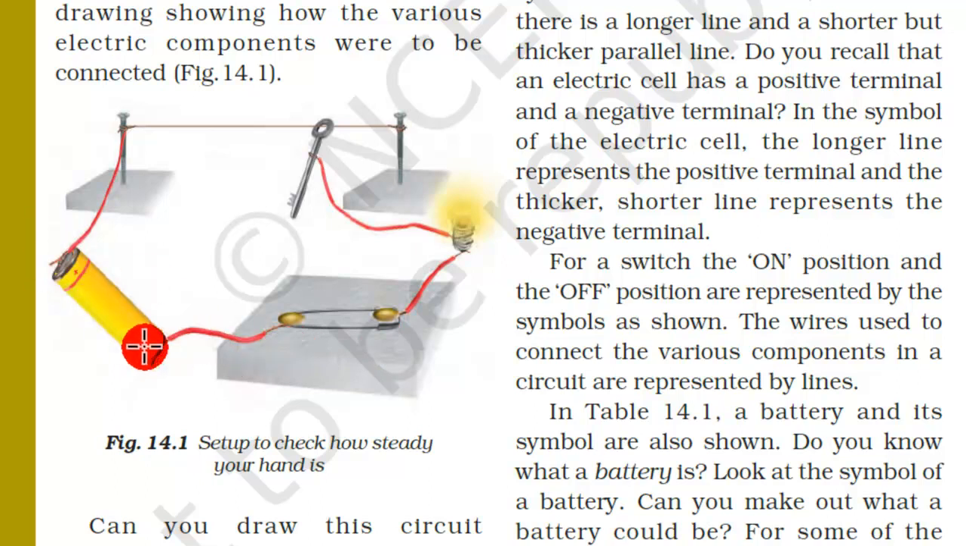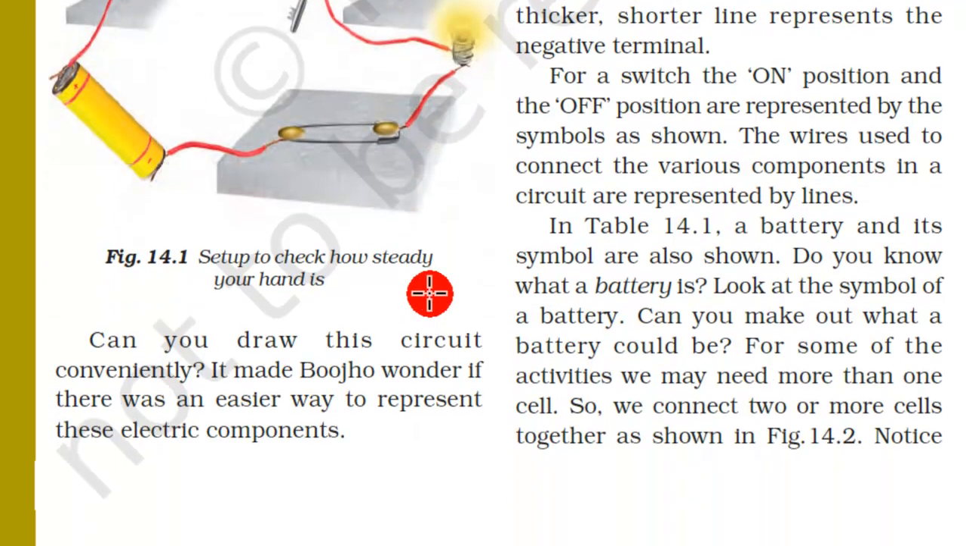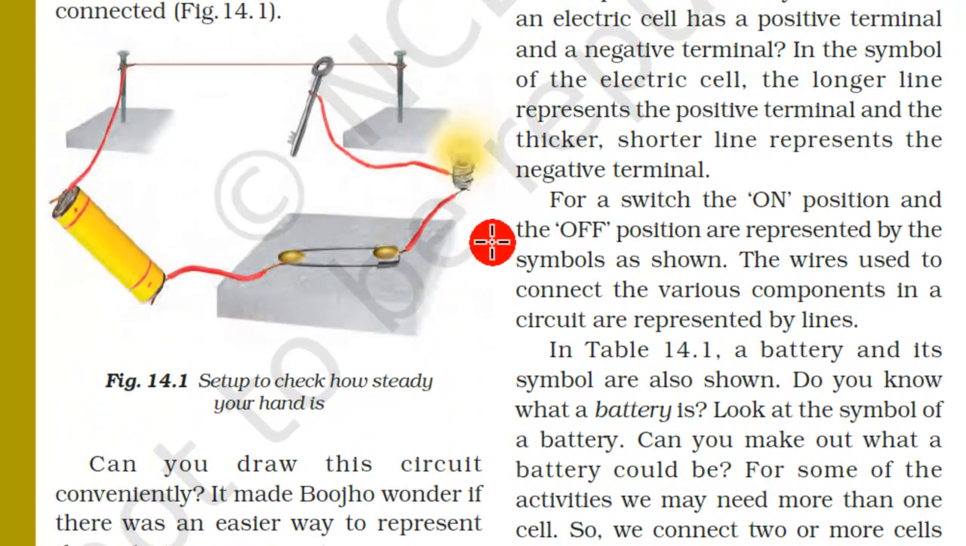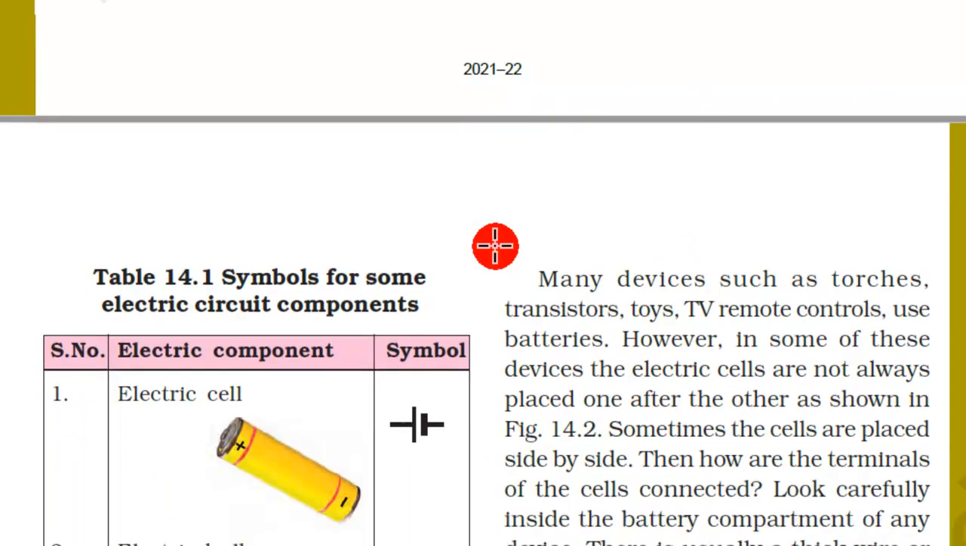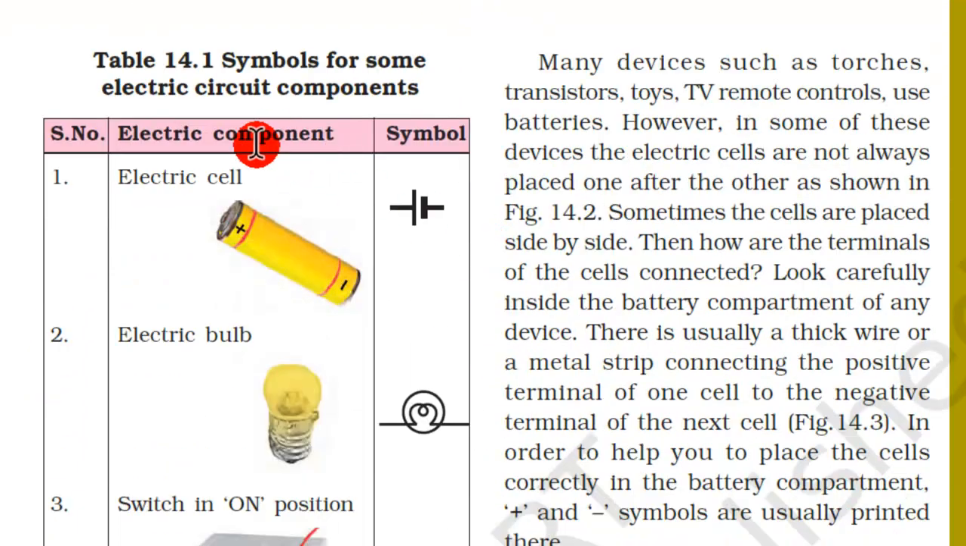Here we see a cell and a clip, wire, some pins, bulb and a key. Let's see how this bulb is glowing, and before that we will see this table.